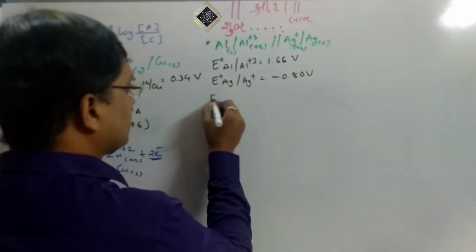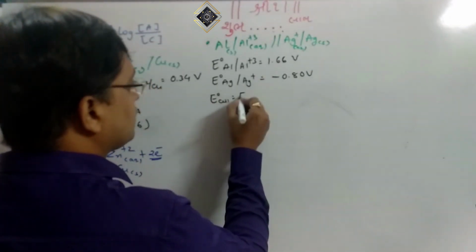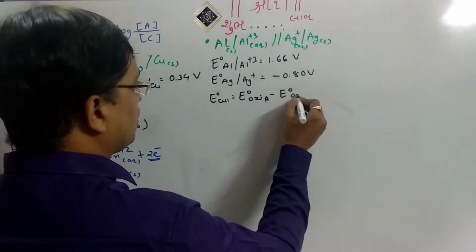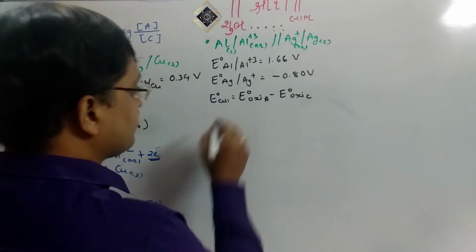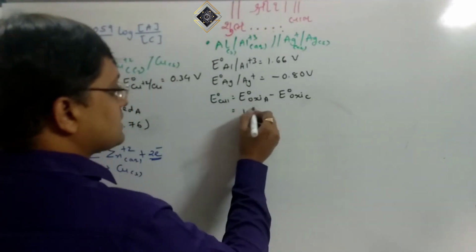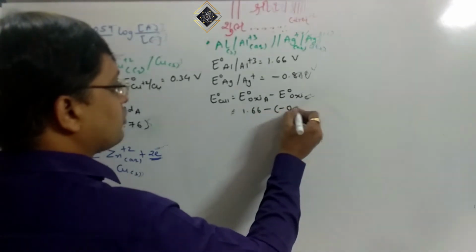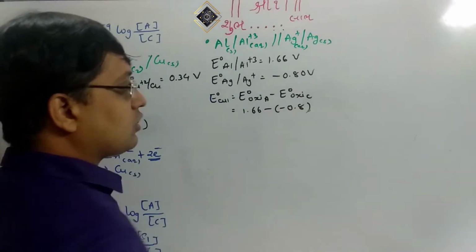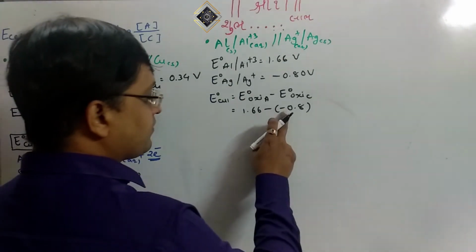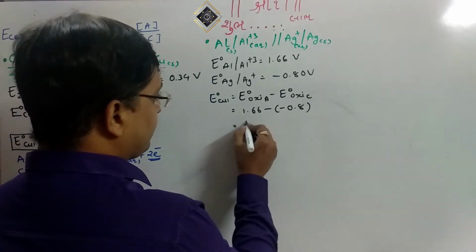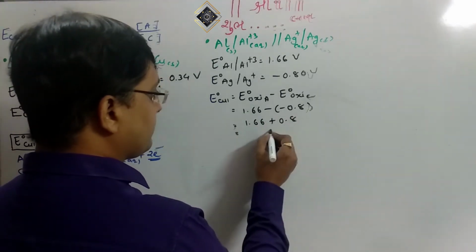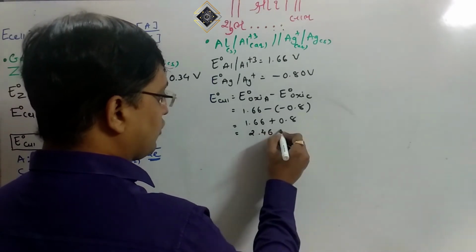So we have the formula, E0 cell equal to E0 oxidation of anode minus E0 oxidation of cathode. Substitute the values, anode that we have aluminum here, so 1.66 minus of minus 0.80 for the oxidation potential of the silver half cell, minus minus plus, so 1.66 plus 0.8, this is going to be 2.46 volt.